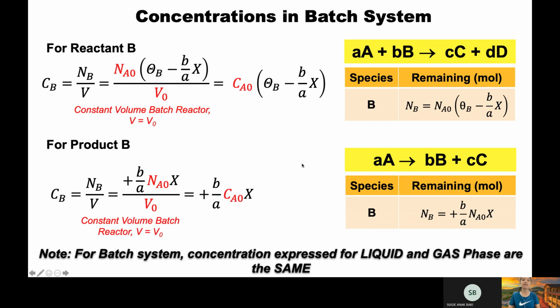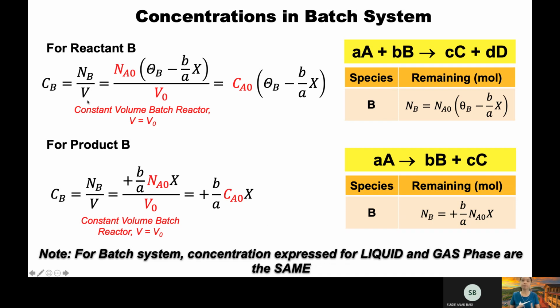What about concentration of B? So concentration of B, sekarang kamu kena faham. Ada case di mana B adalah reactant atau when B is a product. So kalau B reactant, kamu nak express concentration is different than when the case B is your product. So for example, let's say untuk case di mana B is your reactant, hence CB equals to NB over V.